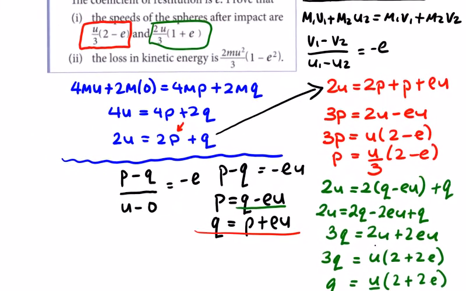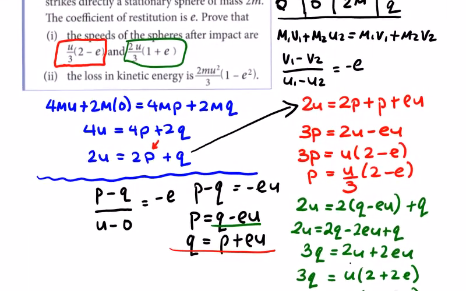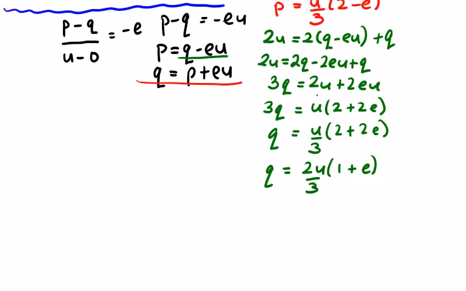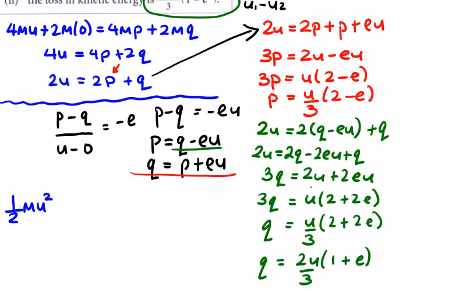Part B then. The loss in kinetic energy. So what are we asked? Prove that the loss in kinetic energy is this guy here. So let's just write our kinetic energy formulas. Kinetic energy is a half mu squared. So let's see what's happening before and afterwards.